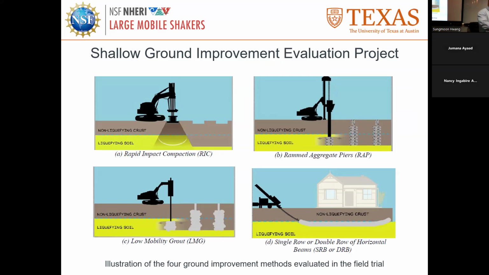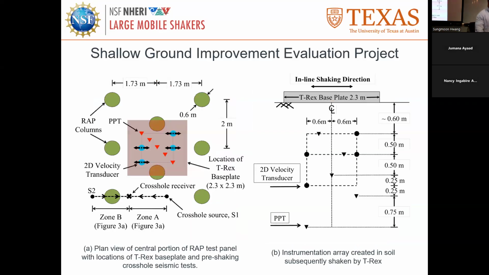There are 4 or 5 examples actually. There's rapid impact compaction, where they compact the soil. Rammed aggregate pier, so a stone column. Low mobility grouting, and they have a single row of beams. They create one row of beams in between the liquefiable soils and the non-liquefiable crust. They had these 5 ground improvement methods prepared, and UT was selected for the test evaluation of their ground improvement methods.